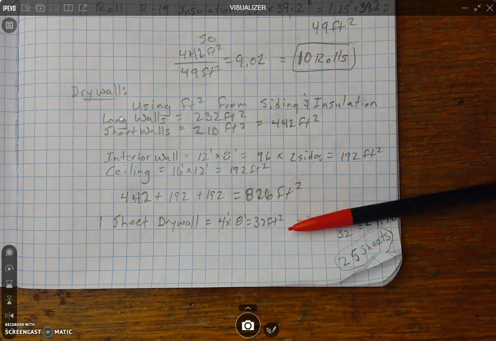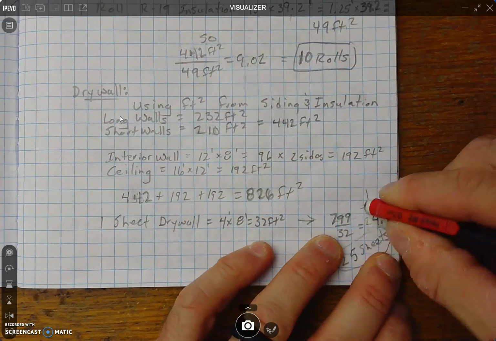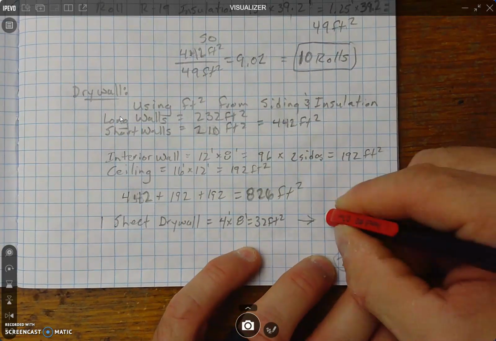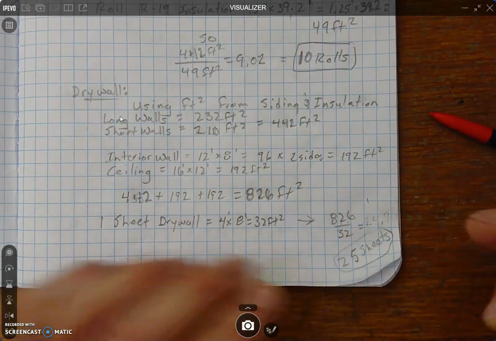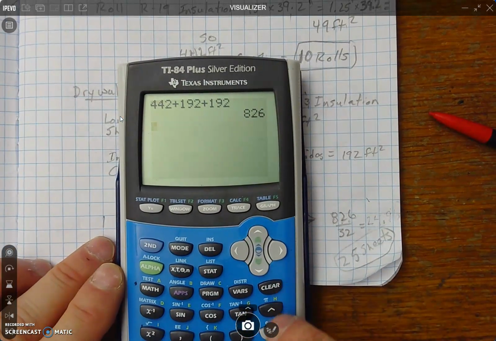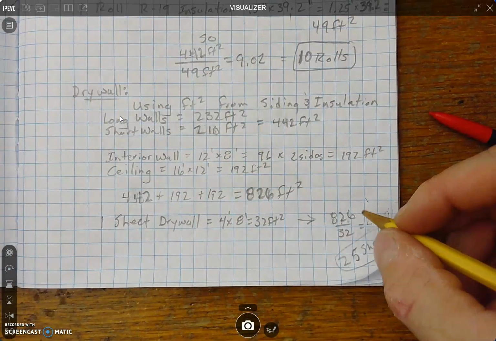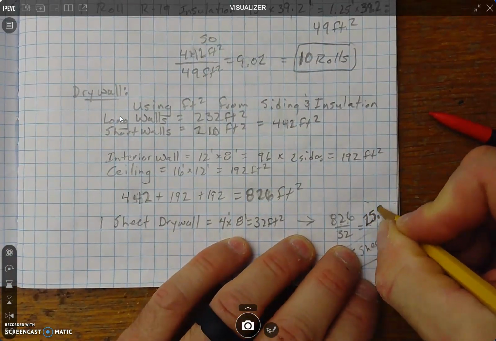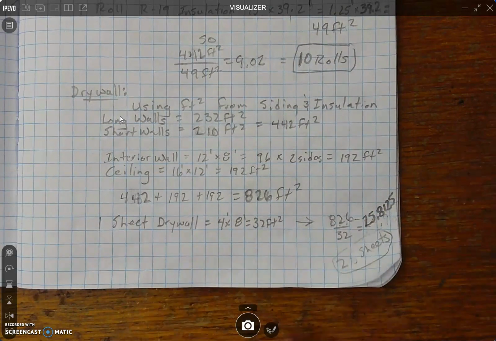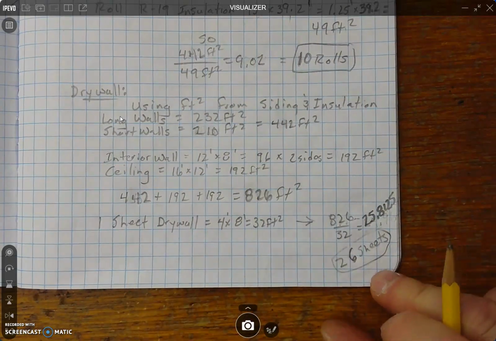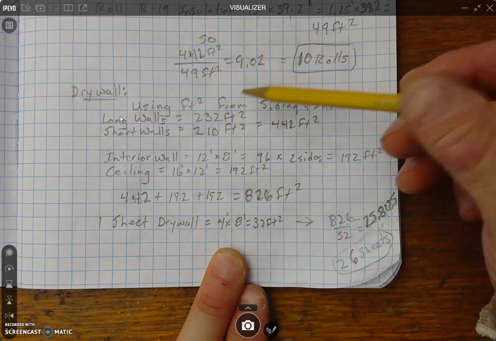And so then down here, I know that each piece of drywall, again, is 4 by 8, which is 32 square feet. And I'm going to have to update all this because of my one mistake back on my other pages. So 826 goes here. And I'm going to divide 826 by my 32 square feet, and I get 25.8125, which rounds up to 26. So I need 26 pieces of 4 by 8 drywall that's a half inch thick. So again, I'm just using my square footage.